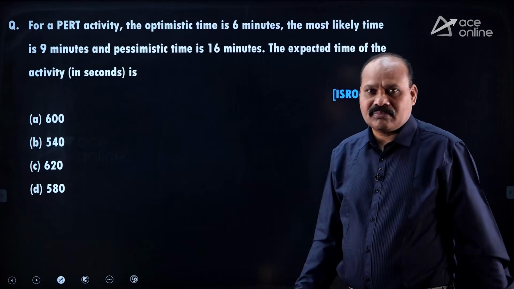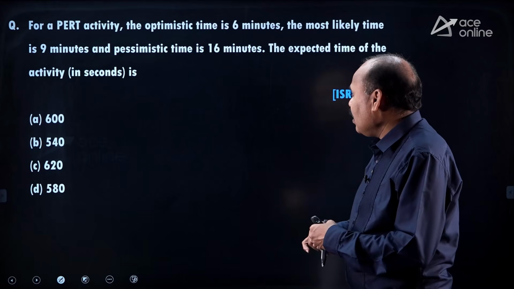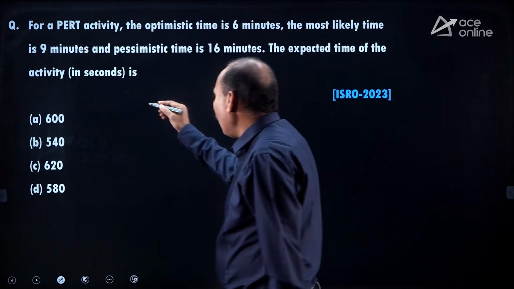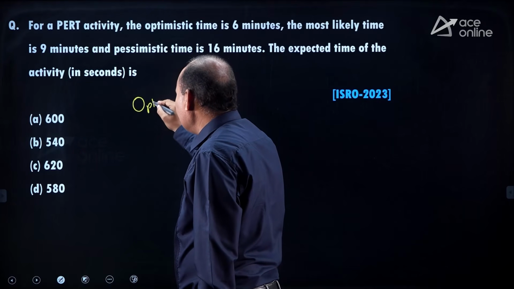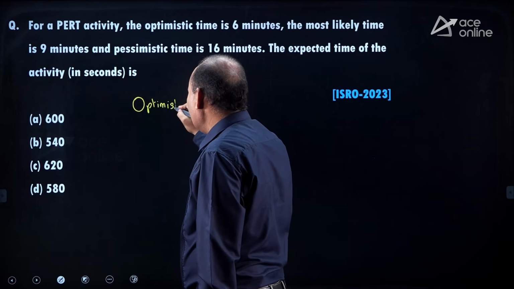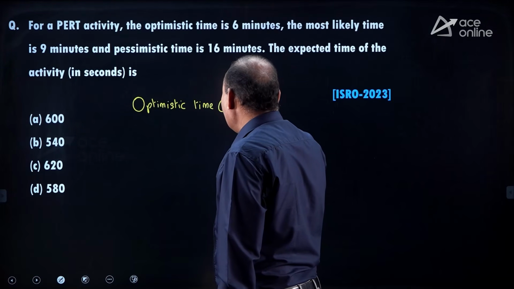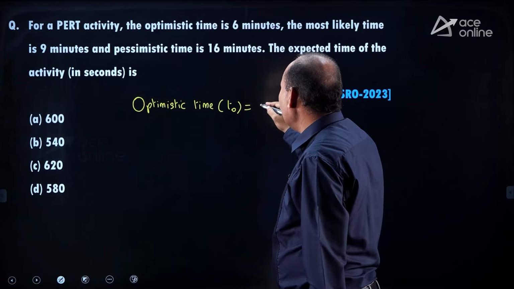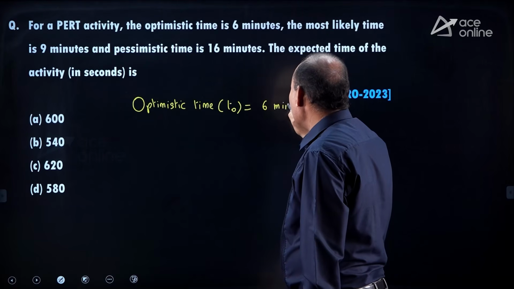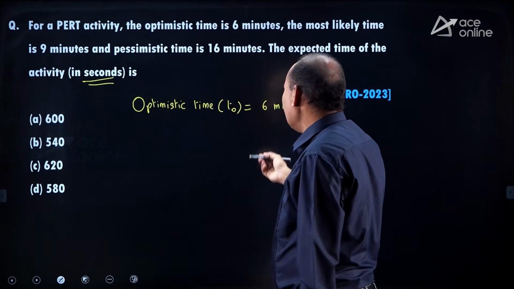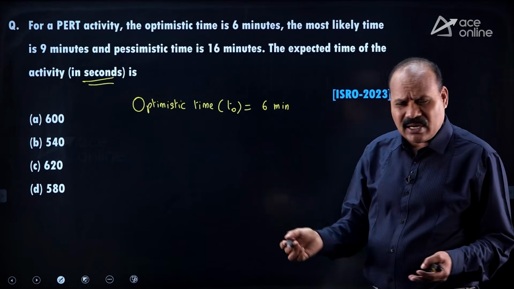Next question. For a PERT activity, the optimistic time T naught is 6 minutes. The answer is required in seconds, so we can simplify first and then convert.